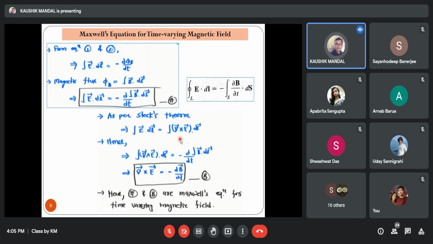If you apply the Stokes theorem, the left hand side becomes curl E dot ds, equal to minus del B by del t ds. On both sides of this equation there is a surface integral, so we can cancel out the integration sign. Ultimately it becomes curl of E equal to minus del B by del t. Previously, for the static magnetic field, you remember that curl E was 0.